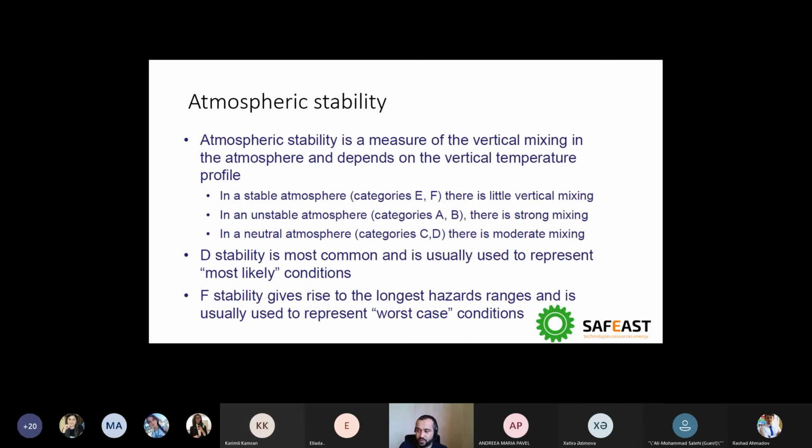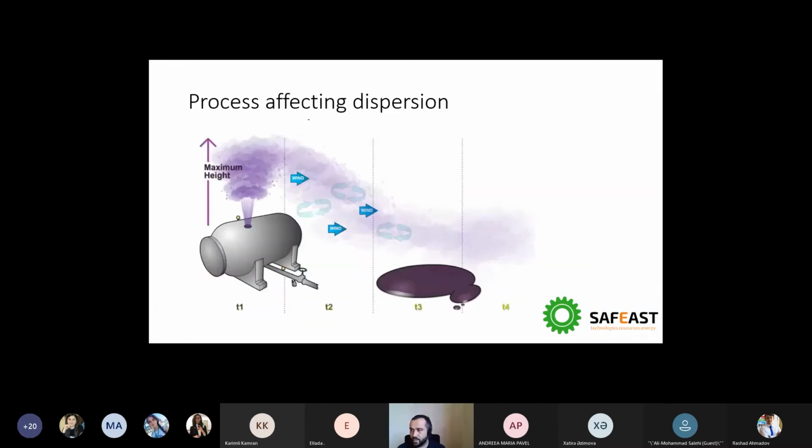F stability gives you the worst case, because, as we said, E and F mean little or no vertical mixing. As there is little mixing, the atmosphere dilutes slowly, it will be more stable, and the cloud will travel far away. So that's why D always represents the most likely case, and F represents the worst condition.